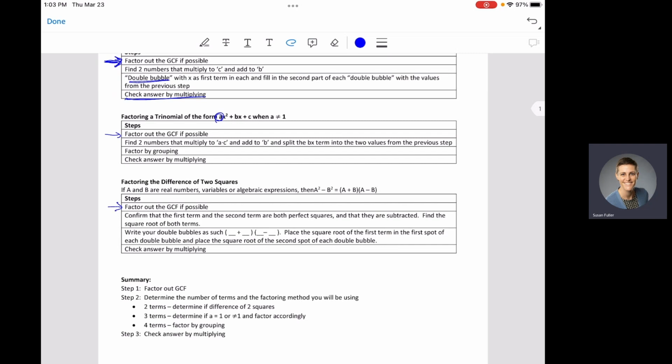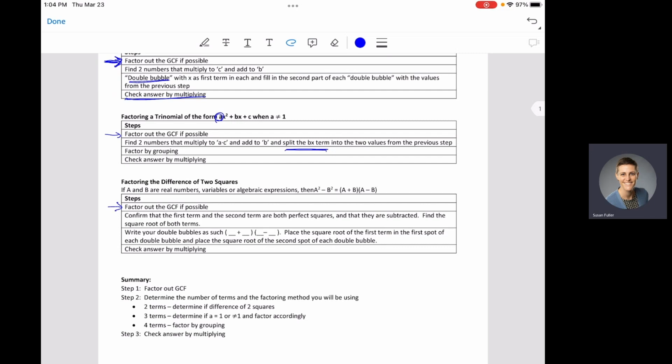This is sometimes called the AC method. The reason for that is because you start by multiplying a times c. And you need two numbers that multiply to a times c. And those same two numbers need to add to b. And then once you find those two numbers, we need to split our middle term into two pieces. And I'll show you what that looks like in just a minute.